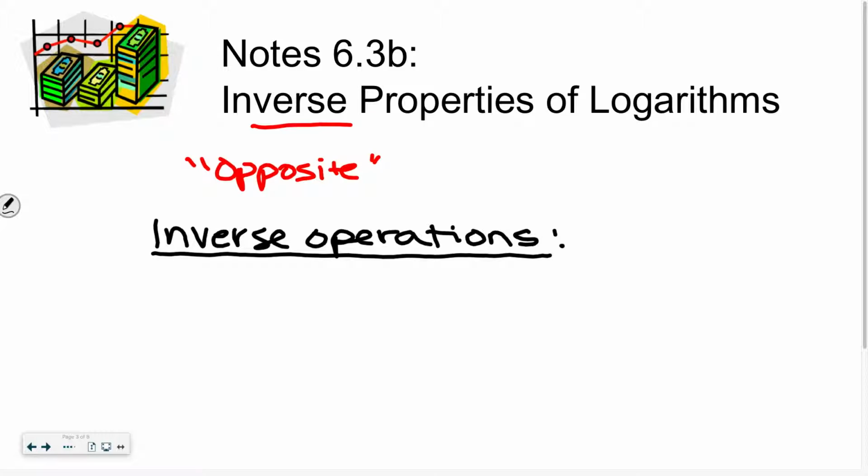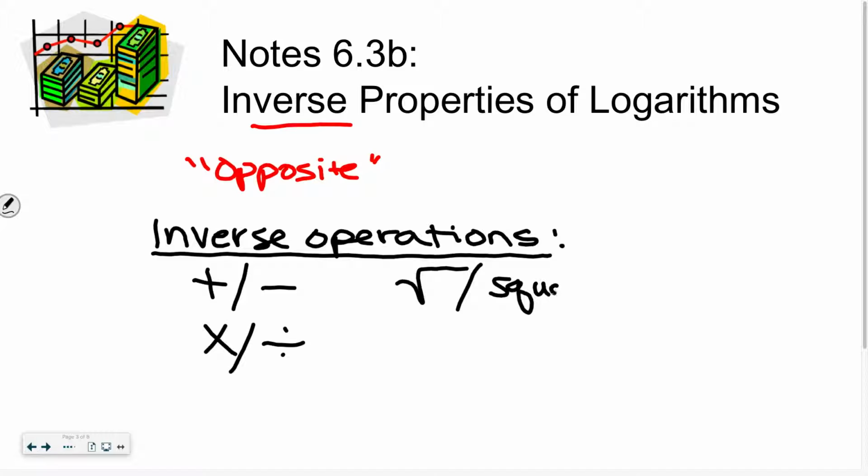So mathematical operations you do, like addition and subtraction, multiplication and division, square rooting and squaring something. A square root and squaring something. So like raised to the power of 2.